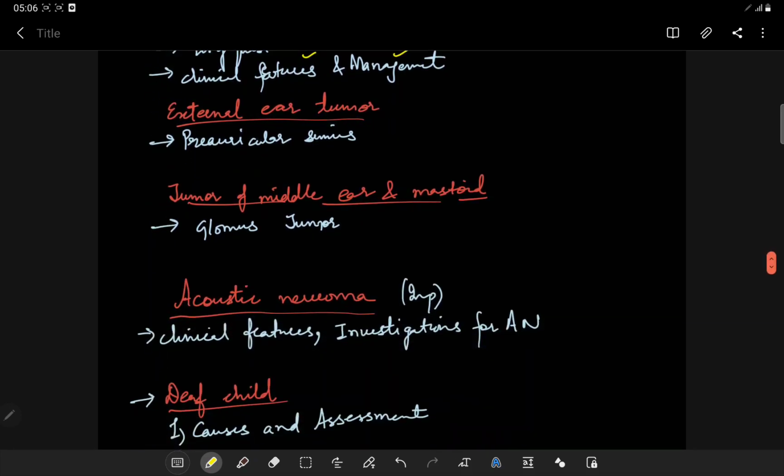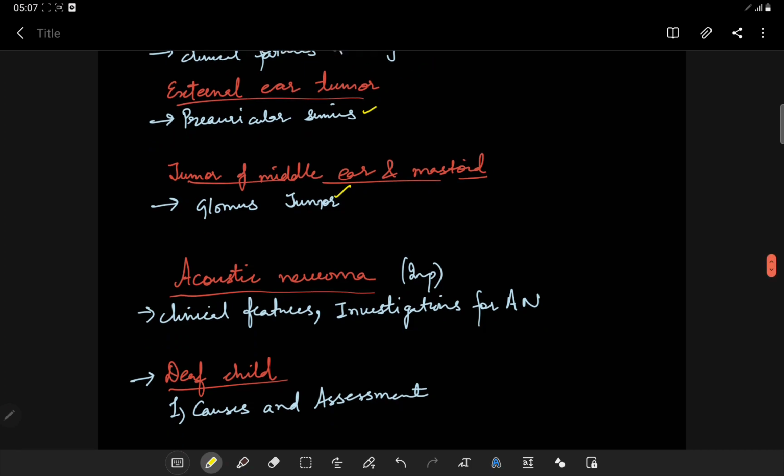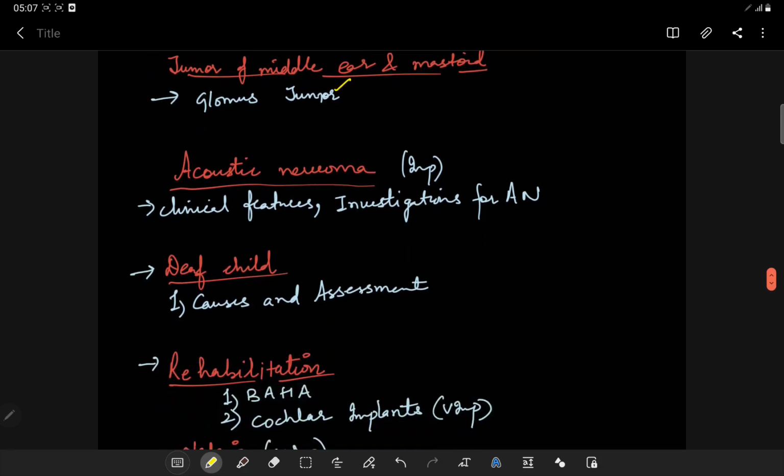Then we have external ear tumors. We have the preauricular sinus, tumors of the middle ear and mastoid, glomus tumor, or they can be MCQs like where there's the Brown sign, rising sun sign that you are going to see. Then we have the acoustic neuroma, very important, they can ask us. It's a tumor of the CP angle arising from the internal acoustic meatus, very important clinical features, and the investigations of acoustic neuroma.